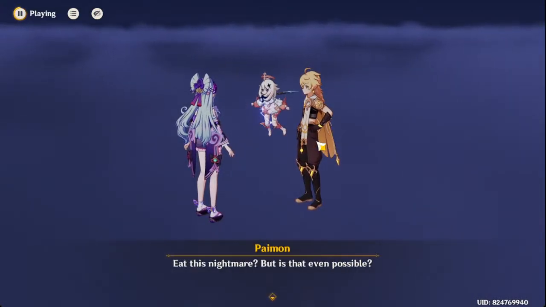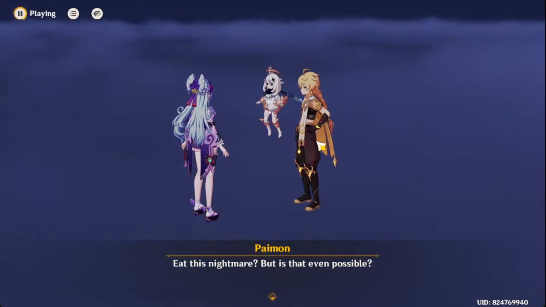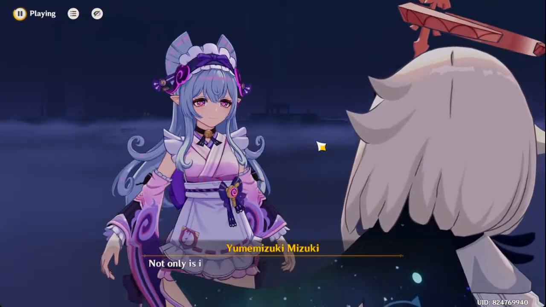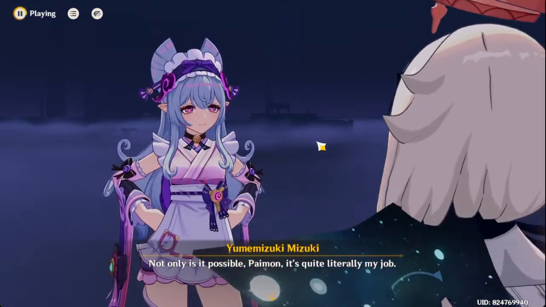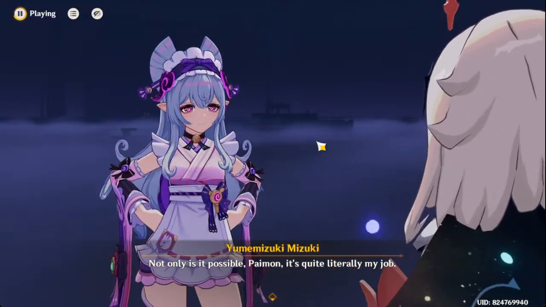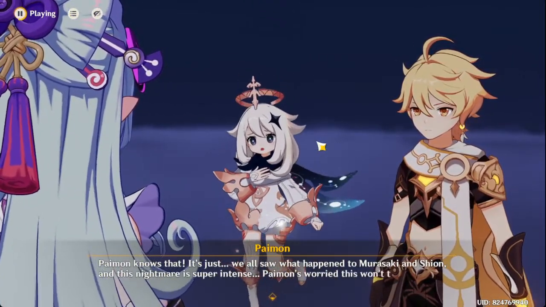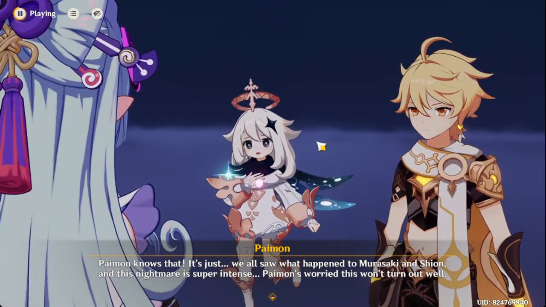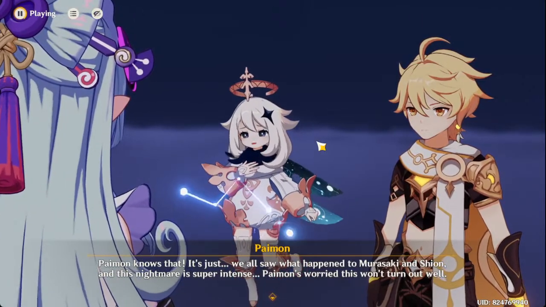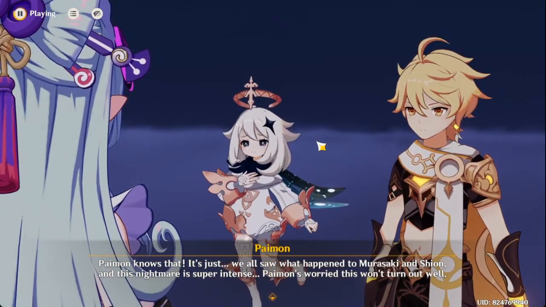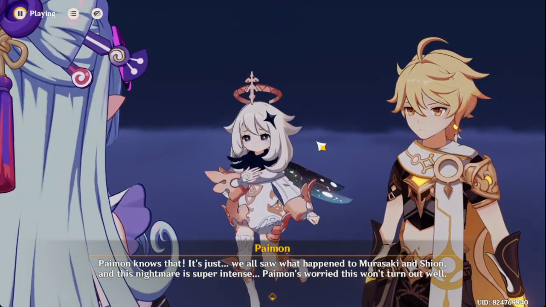Eat this nightmare? But is that even possible? Not only is it possible, Paimon, it's quite literally my job. Oh, Paimon knows that. It's just... We all saw what happened to Murasaki and Shion, and this nightmare is super intense. Paimon's worried this won't turn out well.